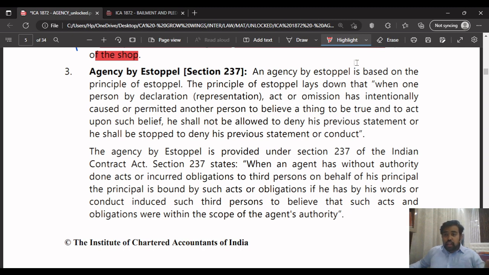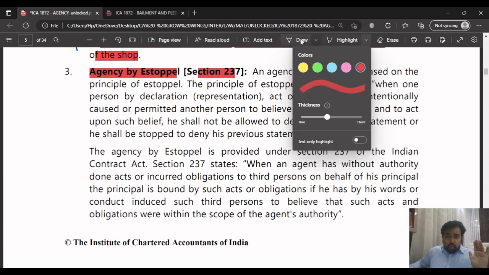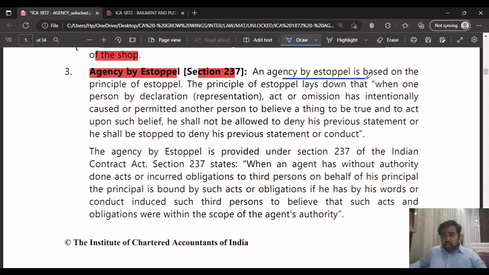Okay. Next, coming to the agency by Estoppel. I'll stop talking too much. Now I'll talk about what is there in the subject. Agency by Estoppel, Section 237. What does it say? An agency by Estoppel is based upon the principle of Estoppel.